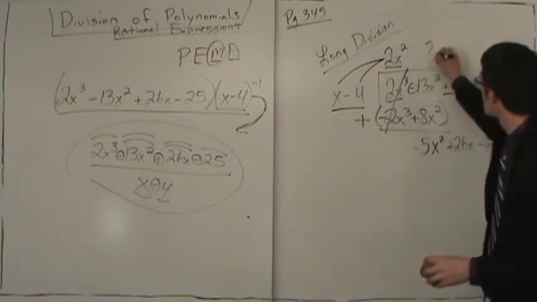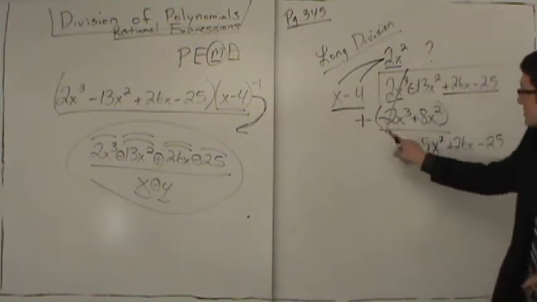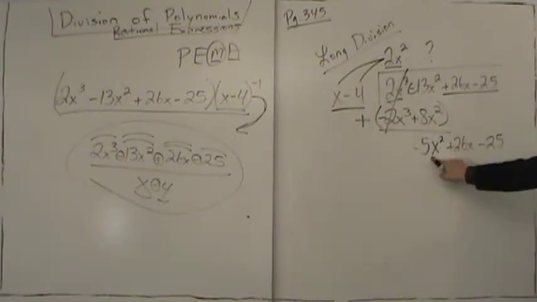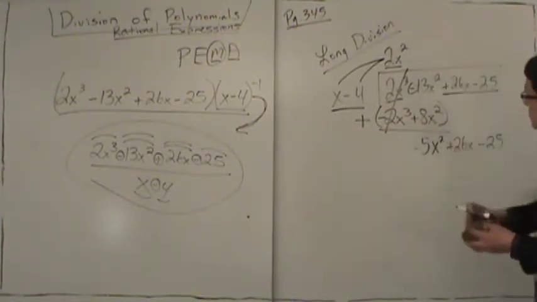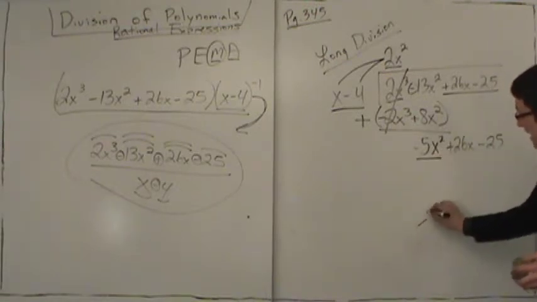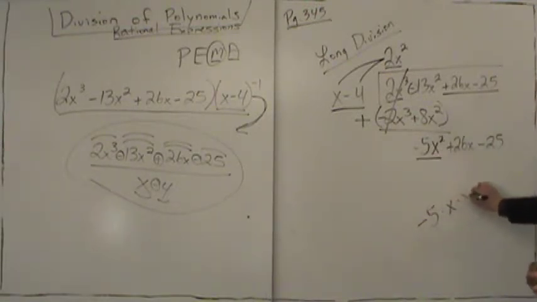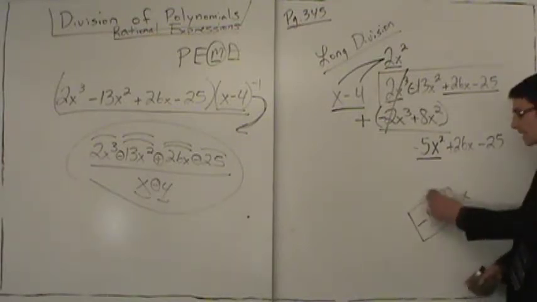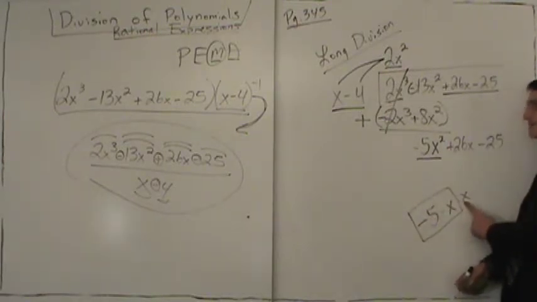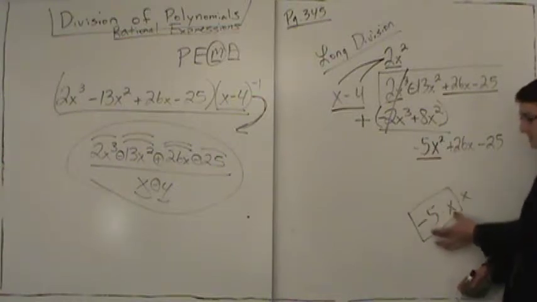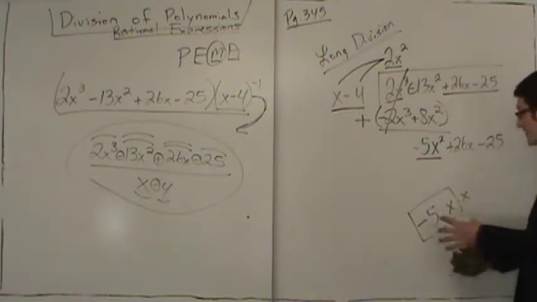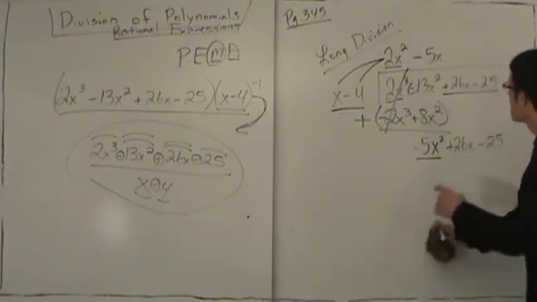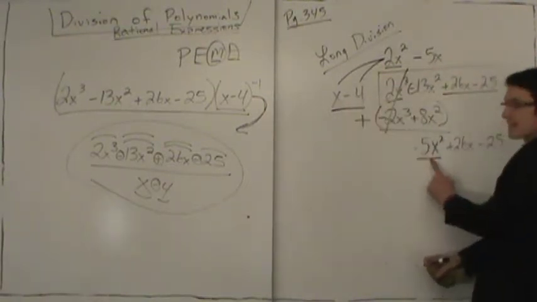We ask what? What multiplies by the front to give the front? Or what multiplies by x to give negative 5x squared? Okay, if you need to, take your negative 5x squared and write it out. Negative 5 times x, put a box around everything except the x. What in the box will multiply by x to give negative 5x squared? Hopefully you say, well, that would be negative 5x. Negative 5x will multiply by x to give negative 5x squared.